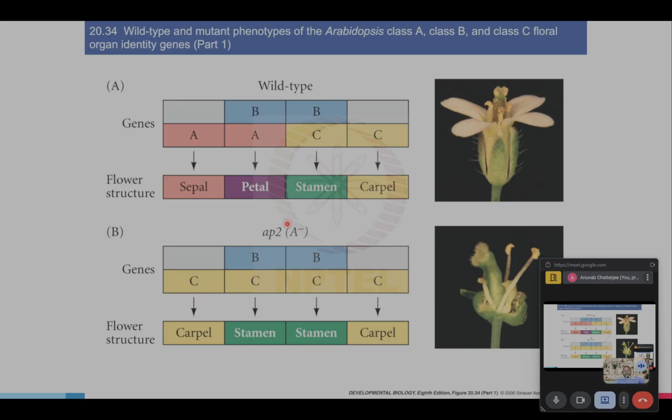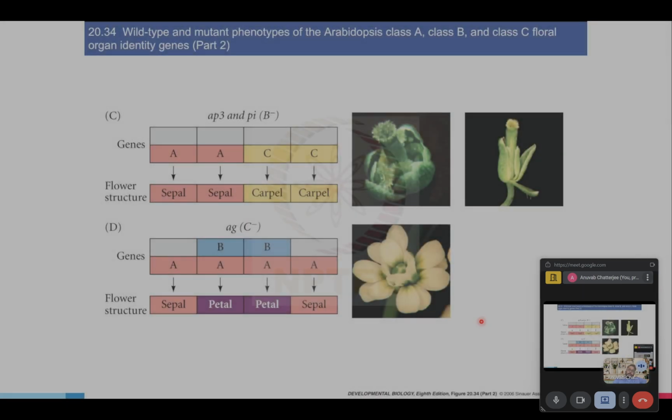In case of the AP2 mutant where A is not there, everything becomes C, and C, as we have seen, forms carpel where it is alone, and where it is along with B it forms stamen. So in a situation like this, you have the stamens and the carpel forming but nothing else around, which is the sepal and the petals. In case of a B minus mutation, you only have A which forms sepal, and C which forms carpel, with no stamen or petal being formed. This is how it looks. You can see right here, carpel and sepals, no petals or stamens.